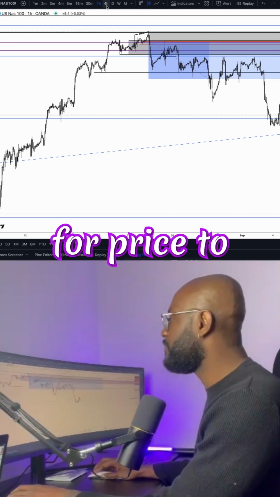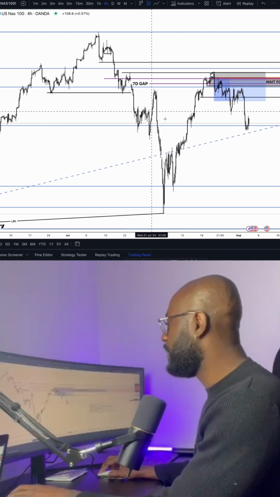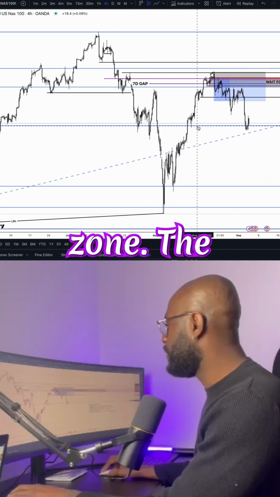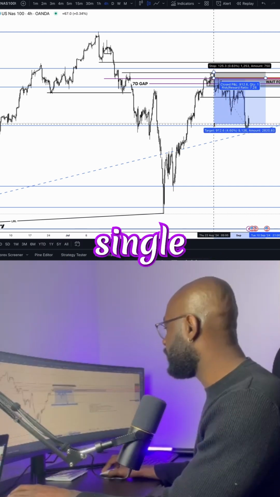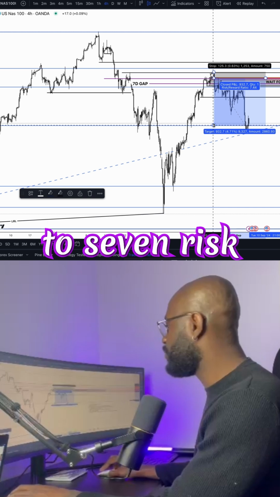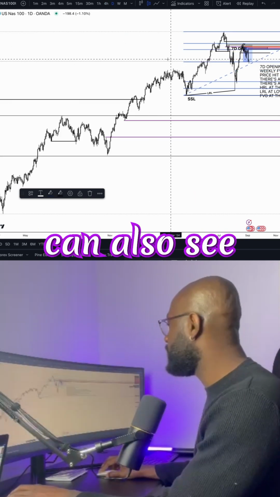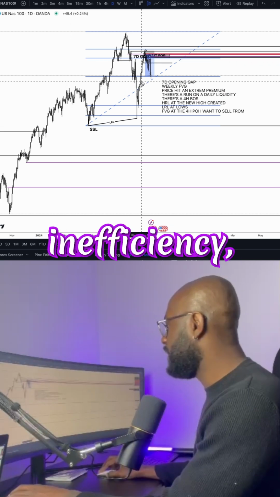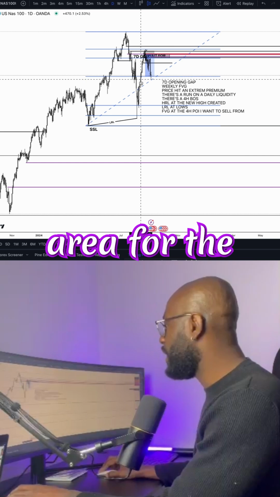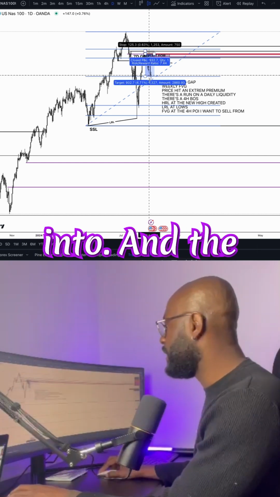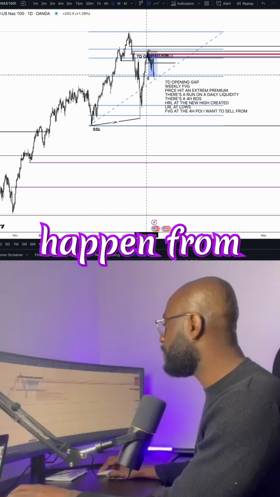Now, where will I be aiming for price to drop into? Equilibrium. Where's equilibrium? This right here is an equilibrium zone. The moment price comes down there, I'm exiting every single position, and that's a 1:7 risk to reward ratio. If we go to the daily time frame, we can also see that key level has an inefficiency, making it a high probability area for the market to draw into. The moment price comes in there, I'm out of the market, because anything can happen from here.